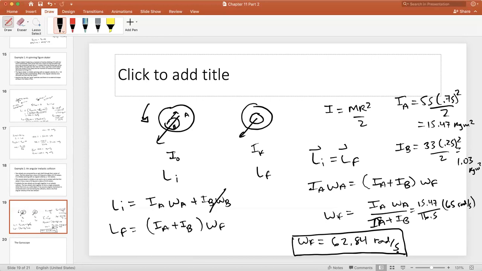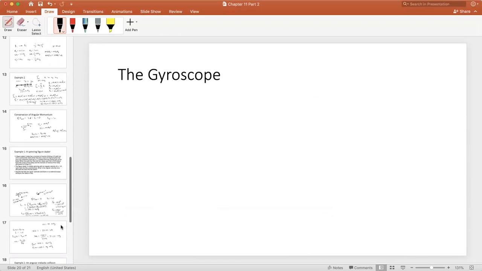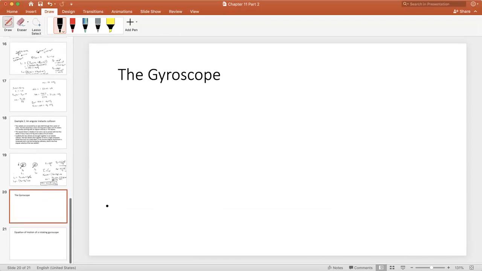So the final topic that I want to talk about is the gyroscope. And this is a lot of fun. I recommend you look up gyroscopes on YouTube, but before you do, let me try and describe them.